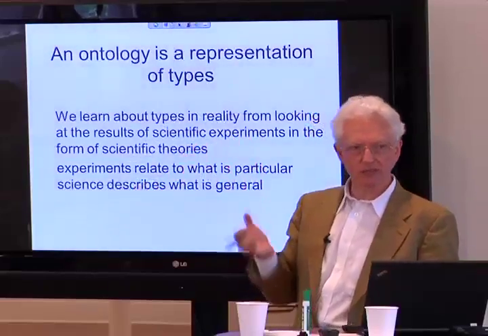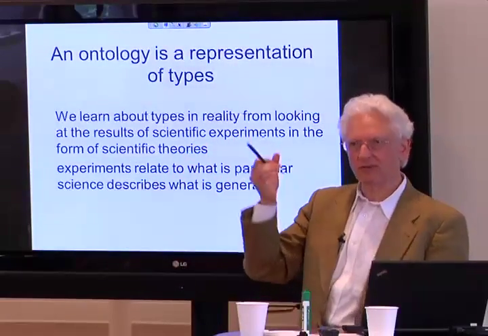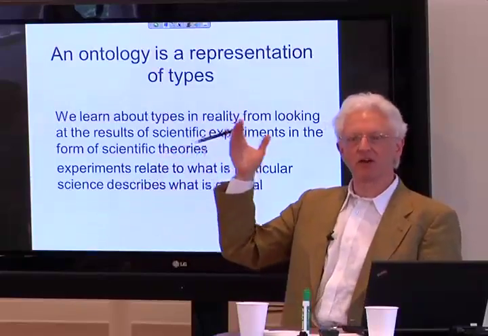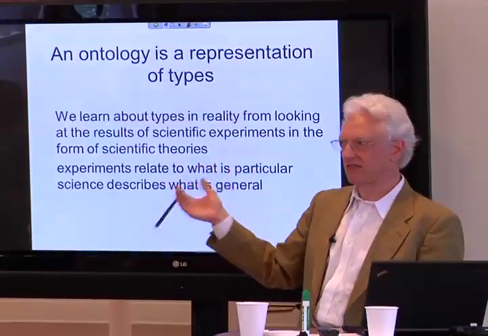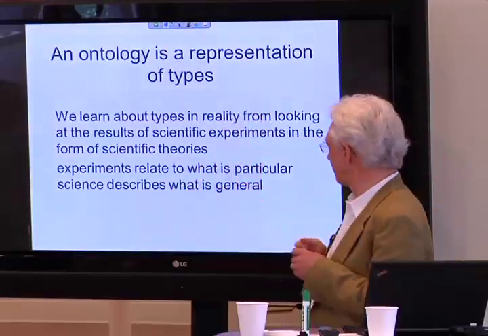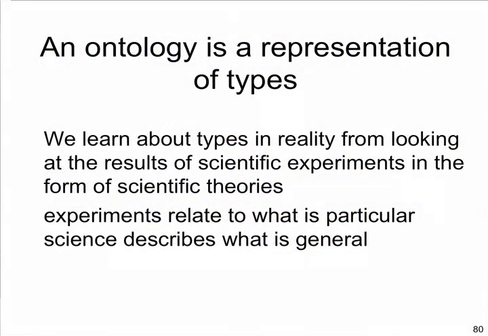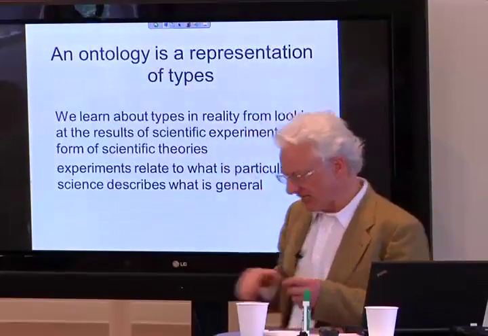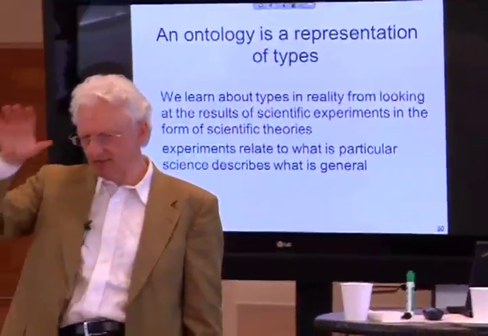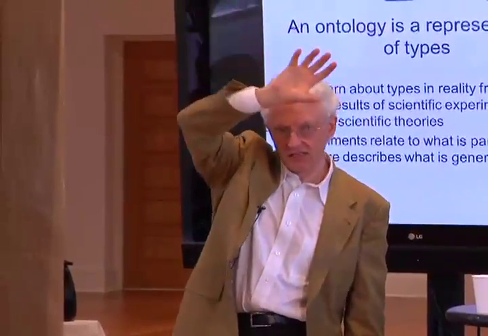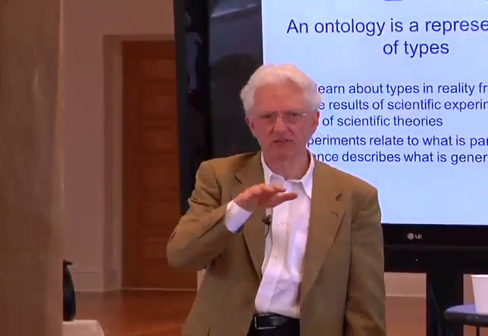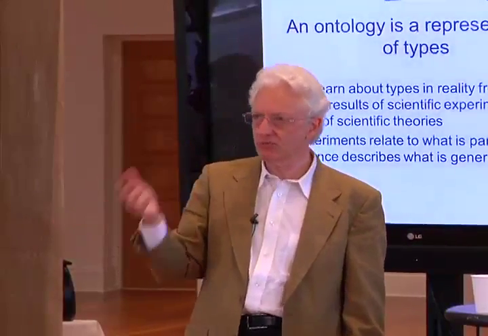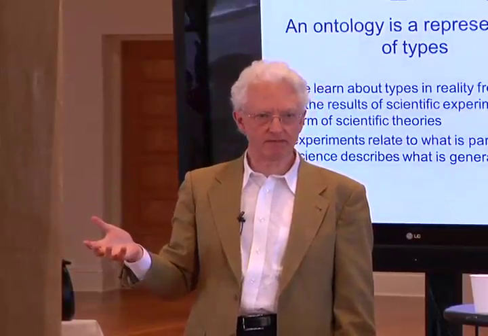Those general terms are the terms used in the ontology, and the ontology thereby represents the corresponding types or universals or generals in reality, sometimes called classes. And then the experiments themselves, which is when we observe things in reality, relate to the instances, the particulars, which instantiate those types. So it's important to keep two levels in our minds. On the one hand, we have the level of what is general, the ontologies, and then on the other hand, we have the level of what is particular, which is primarily a level captured by databases.